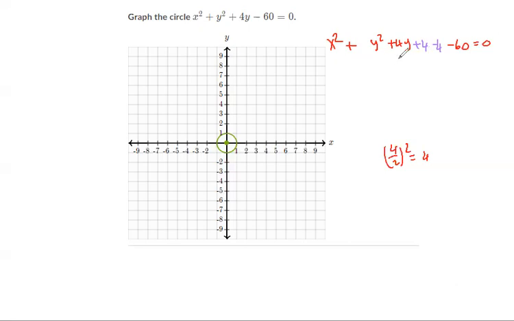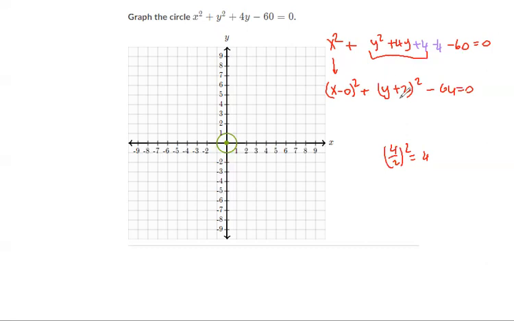Again, if this is still complicated, you need to review completing the square. So the first one, x squared, can be written as x minus 0 squared. And these three terms are the same as y plus 2 squared. And then you've got minus 64 equals 0.